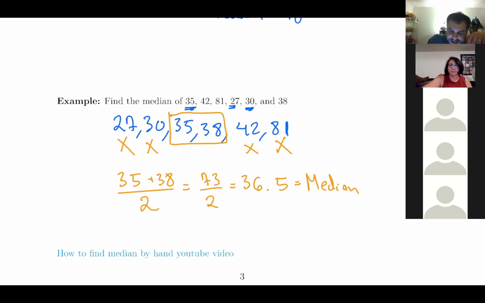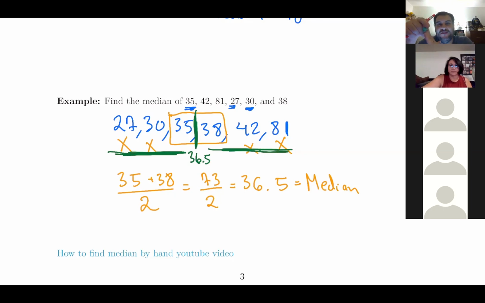So if you put 36.5 right here, you notice we have 3 numbers to the left of that median, and we also have 3 numbers to the right of that median. So it's breaking it up at 50%. 50% goes to the left of it, 50% goes to the right of it. All right. Any question for this last problem?